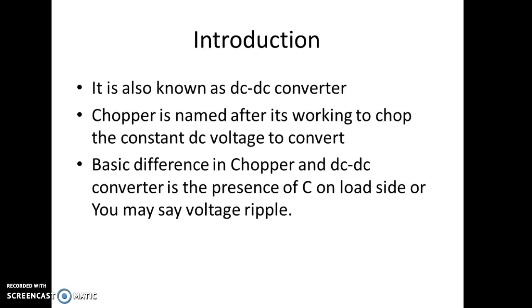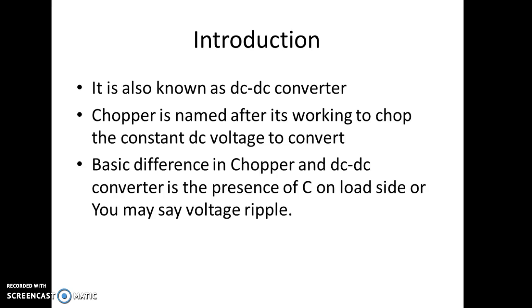Now the chopper is also known as a DC to DC converter. Chopper is named after its working: to chop the constant DC voltage and convert it into variable DC voltage. The basic difference between a chopper and a DC to DC converter is the presence of a capacitor on the load side. That is, the ripple in the output voltage is minimized in the DC to DC converter, that is, buck, boost and buck-boost.